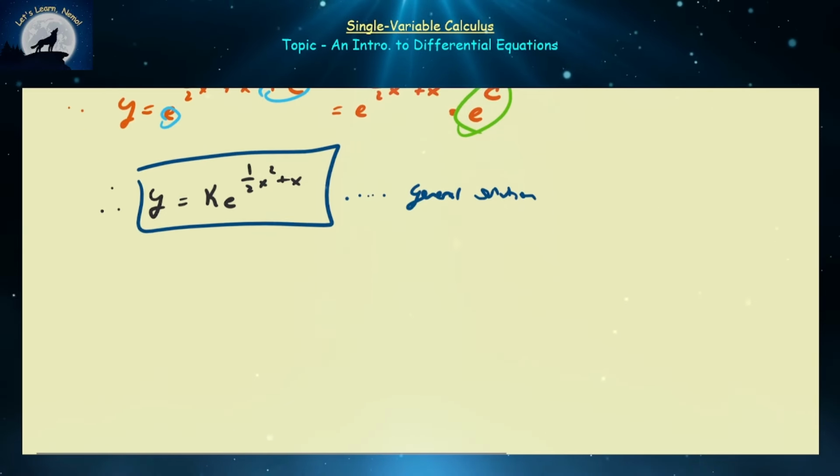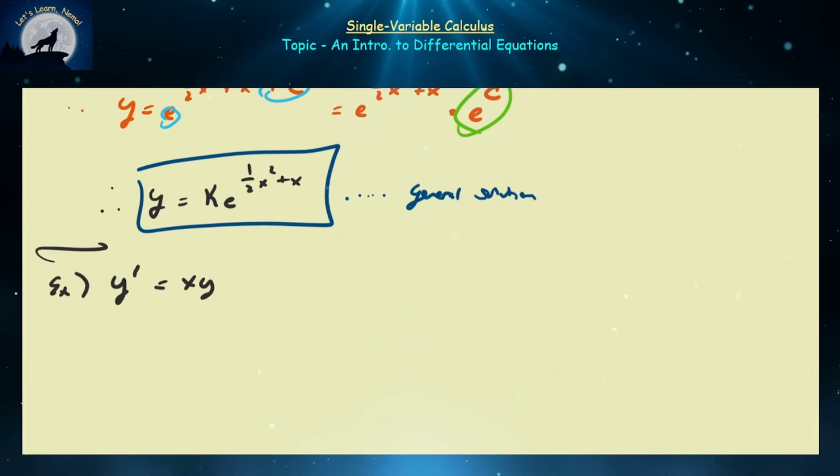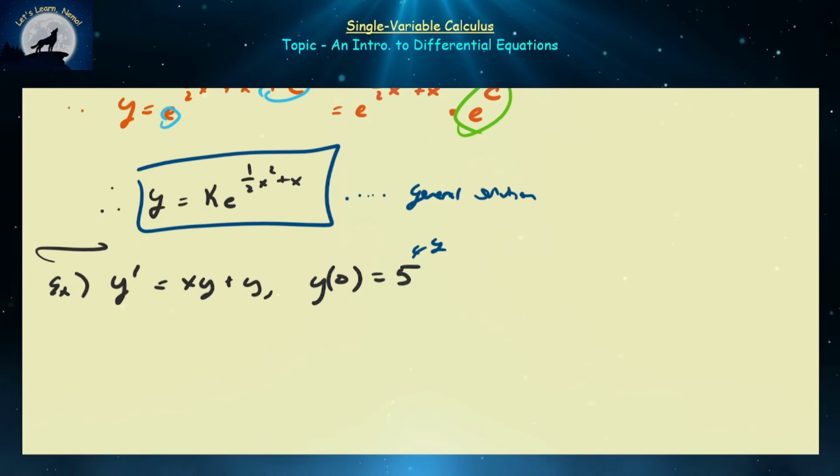And if somebody gives you an initial condition, for example, let's assume that the equation was originally posed as y prime equals xy plus y with the initial condition that y of 0 is equal to 5, then we take our general solution, use this as our y, use this as our x, and figure out what k should be.